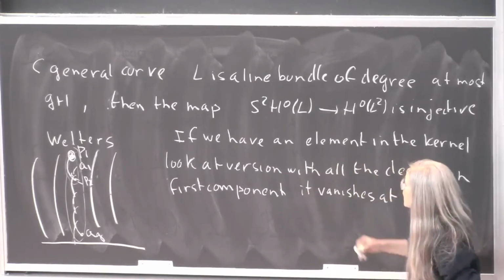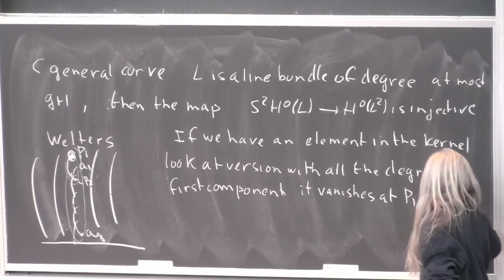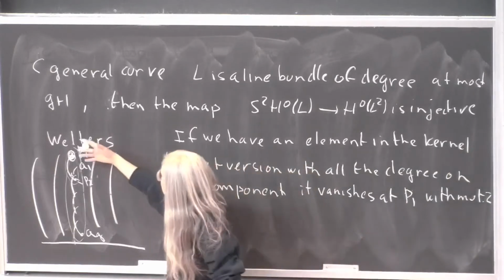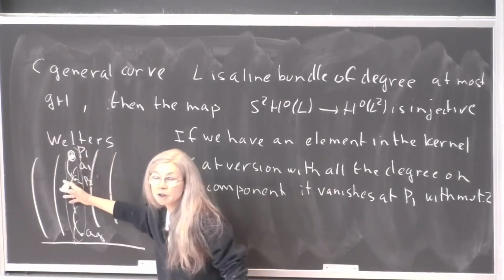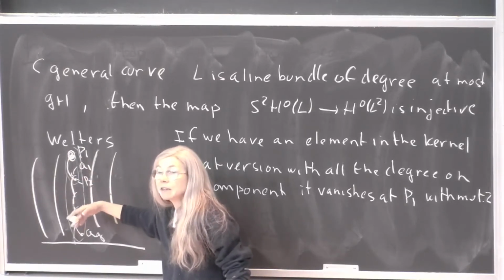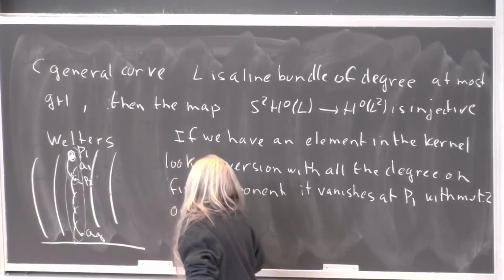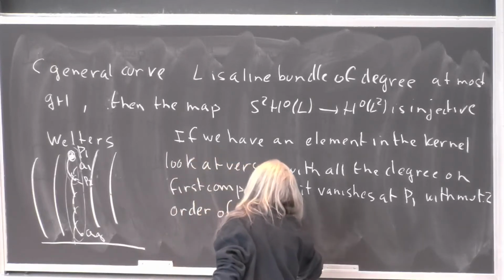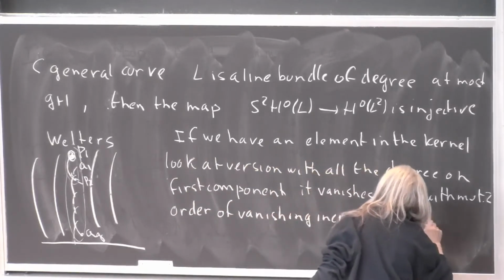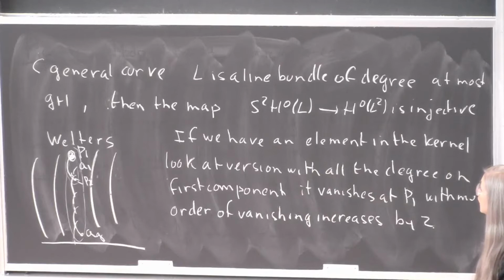All right, so this section vanishes with multiplicity 2 at P1. And then I compare what happens with that version of the section with the version that is good for the second component. And I see that every time that I move one, the order of vanishing has to increase by 2 units. And then when I get to the end, I would have order of vanishing at least 2 plus 2g.